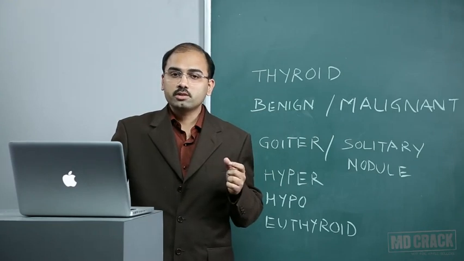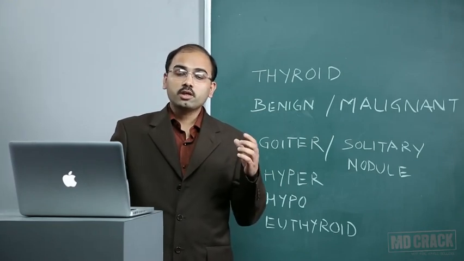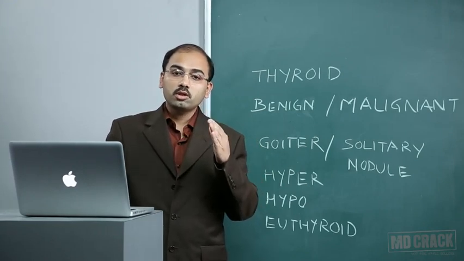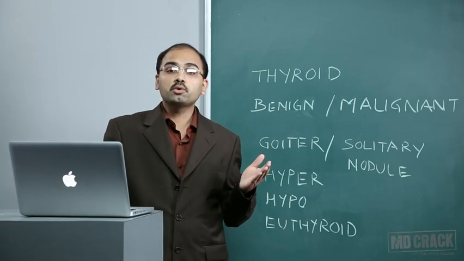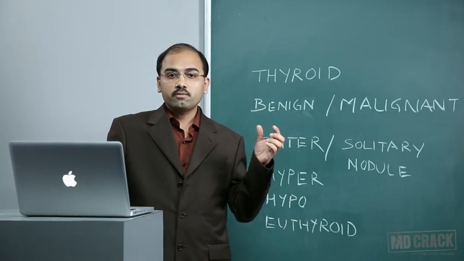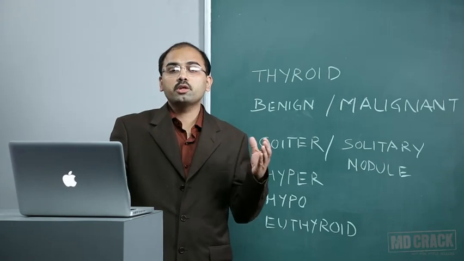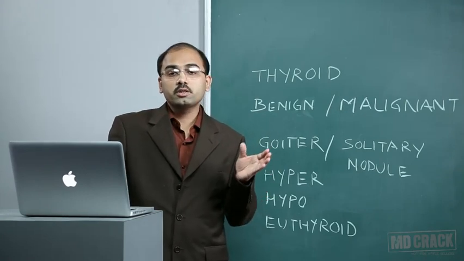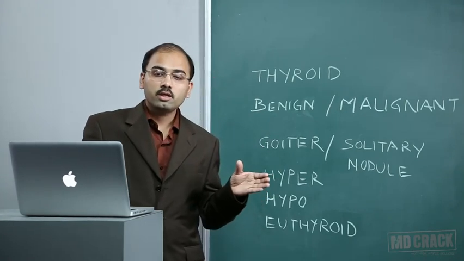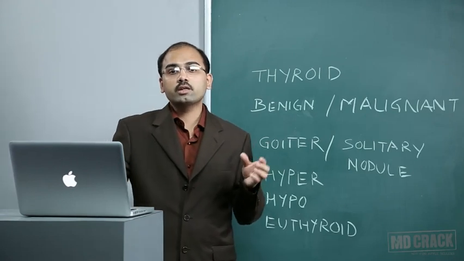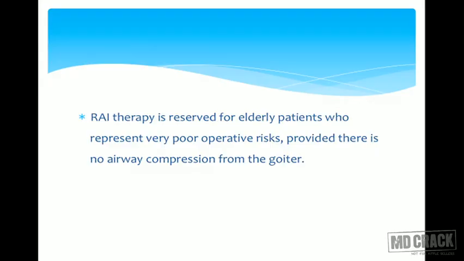What is the advantage of this? Suppose you get recurrence of the disease, it may be on only one side of the trachea. If you had done total thyroidectomy or subtotal thyroidectomy, then you may have to go into both sides of the neck again. So you may just have to restrict to one side of the neck and you can take care of that recurrent disease. Radioiodine therapy is reserved for elderly patients who represent very poor operative risk, provided there is no airway compression from goiter.